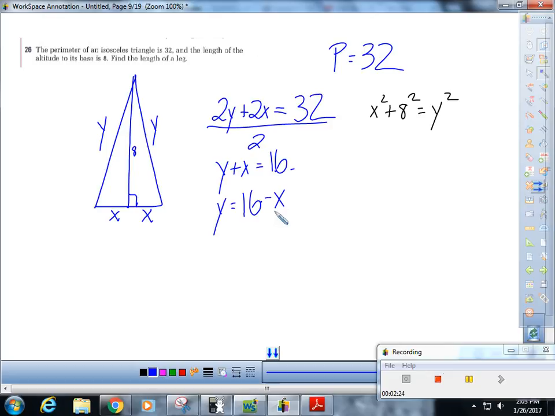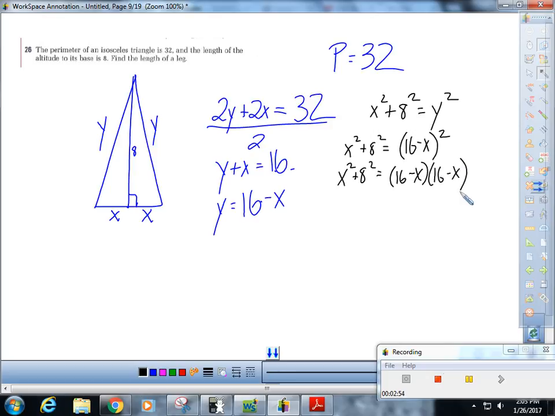Okay? So far, so good? You ready for the bad news? It's all algebra from here out, and it's tough. So, x squared plus 8 squared equals what? 16 minus x, squared. x squared plus 8 squared equals 16 minus x times 16 minus x.